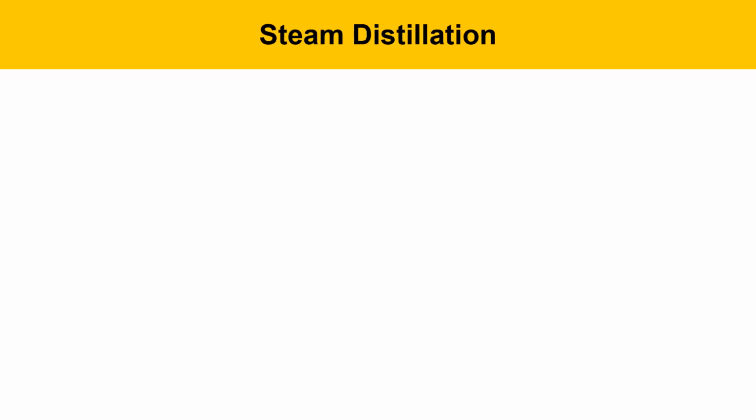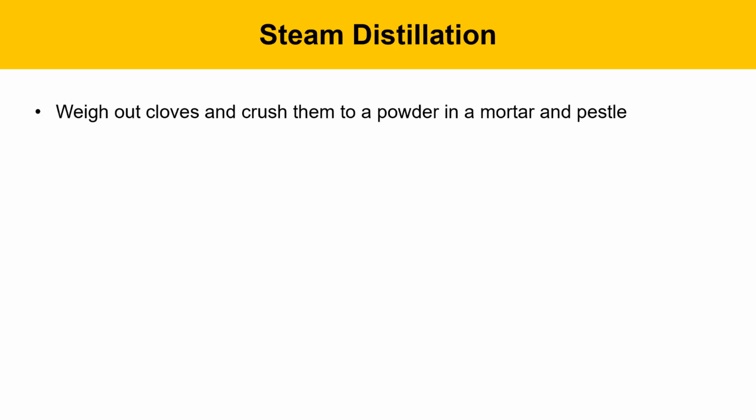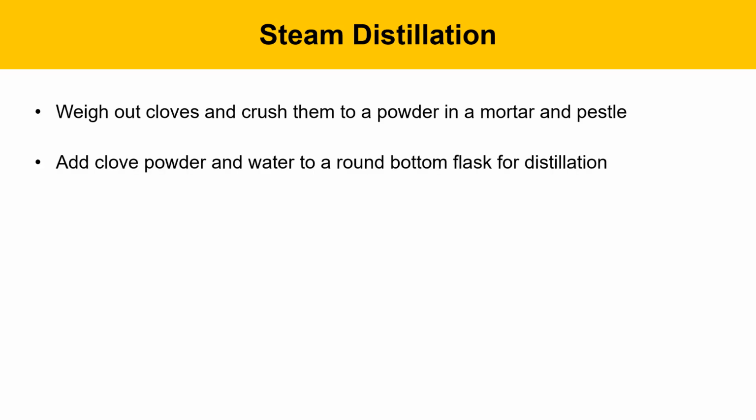We're going to use steam distillation today to separate these components out from the husks and the fibrous material in the cloves. You're going to weigh out cloves and crush them into a powder in a mortar and pestle. You'll add this clove powder and water to a round bottom flask to get it ready for distillation.